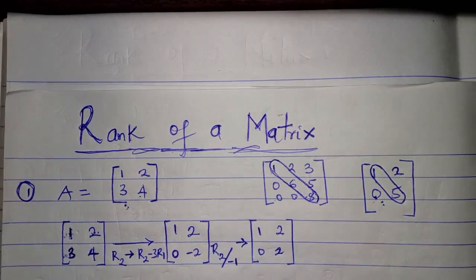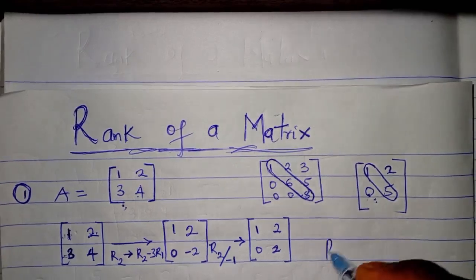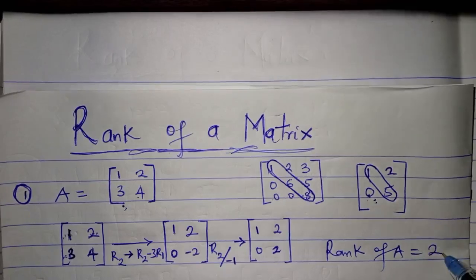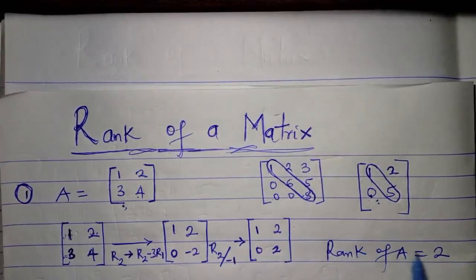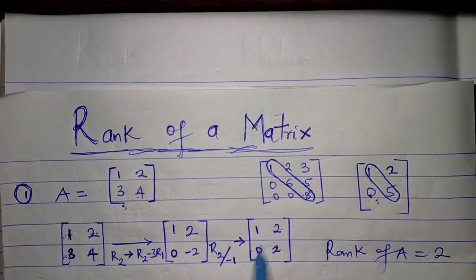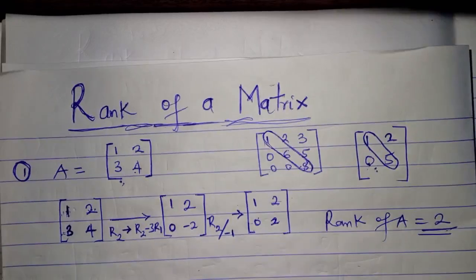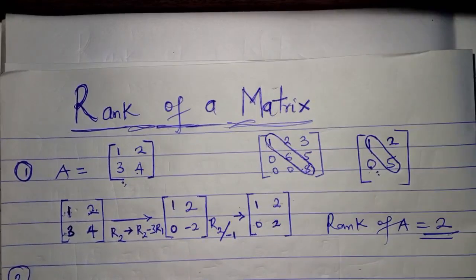Is there any row here in which all the entries are 0? No, there is none. So I will say that the rank of this matrix is equal to 2. How is it 2? It is 2 because none of the rows have all the elements as 0. That's the reason. What if I want to determine the rank of another matrix?